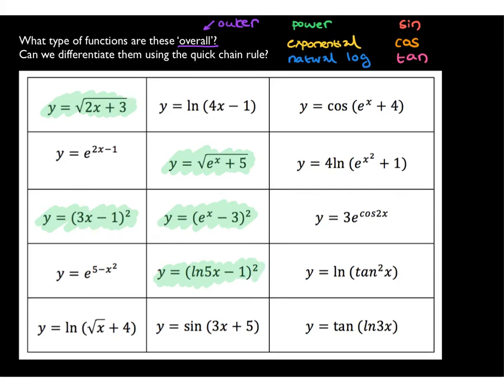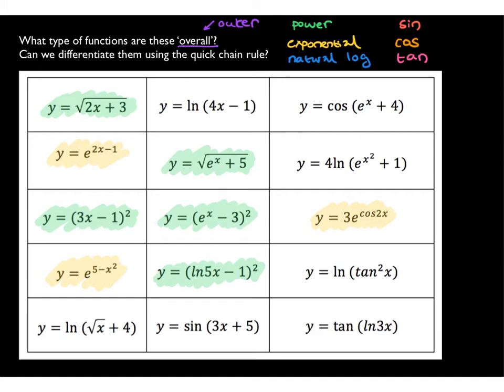What about functions which are overall exponential functions? So they're e to the power of something. Well, this is an exponential, this is an exponential, and this is an exponential. There may be exponentials in other questions, but the overall function is not exponential in the others. What about natural logs?